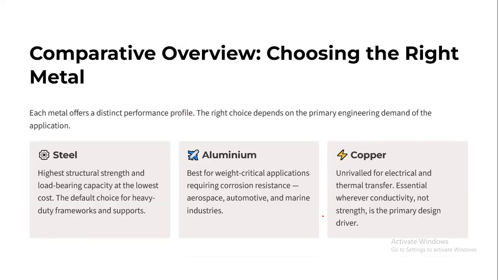Now, we can make a comparison of steel, aluminium and copper. Steel has the highest structural strength and load bearing capacity at lowest cost. Because of this property, it is chosen for heavy duty frameworks and supports. In the case of aluminium, it is best for weight critical applications requiring corrosion resistance, like aerospace, automotive and marine industries. Next, copper is used mainly for electrical and thermal transfer, essentially wherever conductivity, not strength, is the primary design driver. So hope all of you understood.